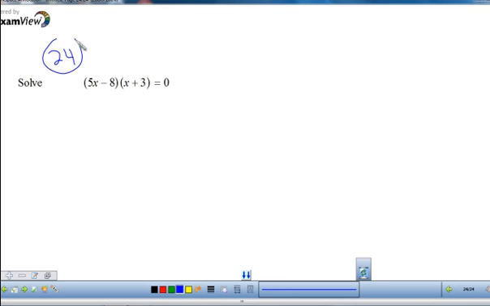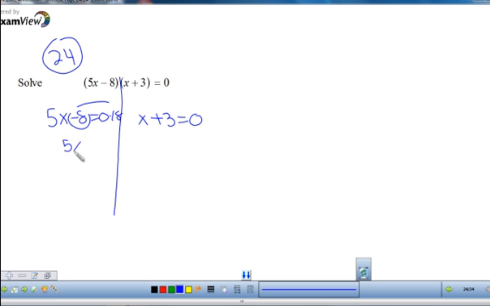Okay, 24. So we're going to solve, again, using the zero product property. So 5x minus 8 is equal to 0. X plus 3 is going to equal 0. So I'm going to add 8. And then you're going to divide by 5. So x is 8 over 5. In this case, you're going to just subtract 3.